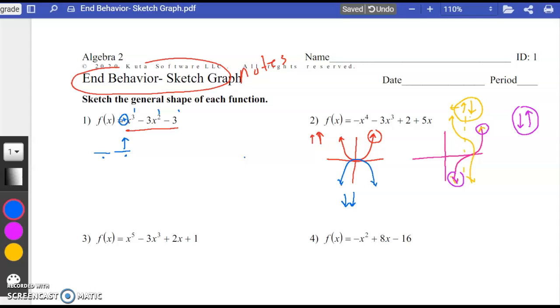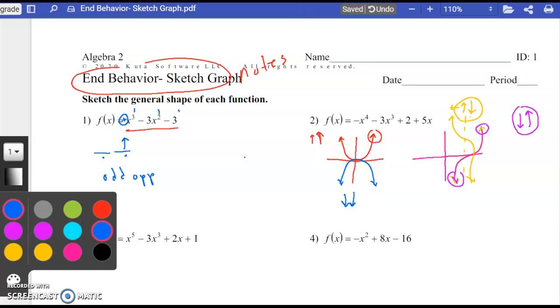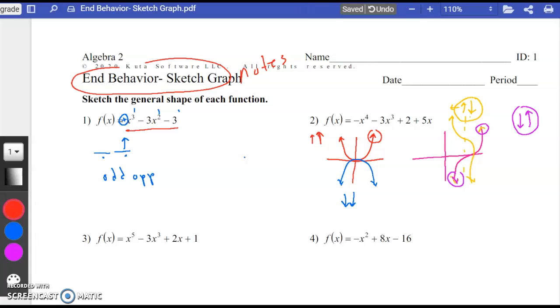The left-hand is going to follow this kind of quick tip. Odd, opposite. So if we have an odd exponent, let's change colors here. If our exponent is an odd number, 3, 5, 7, 9, etc., then the arrow is in the opposite direction as the one we first wrote.